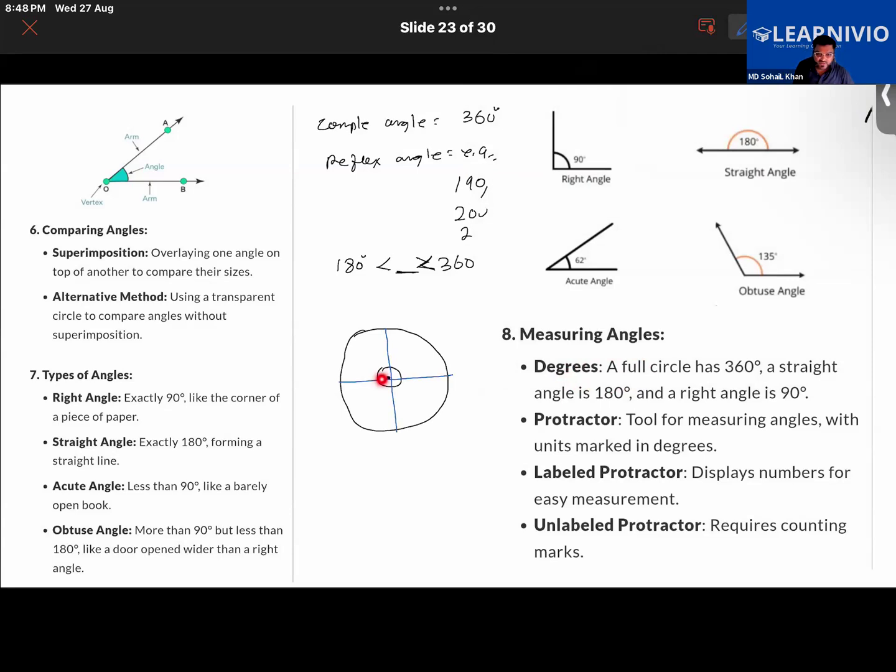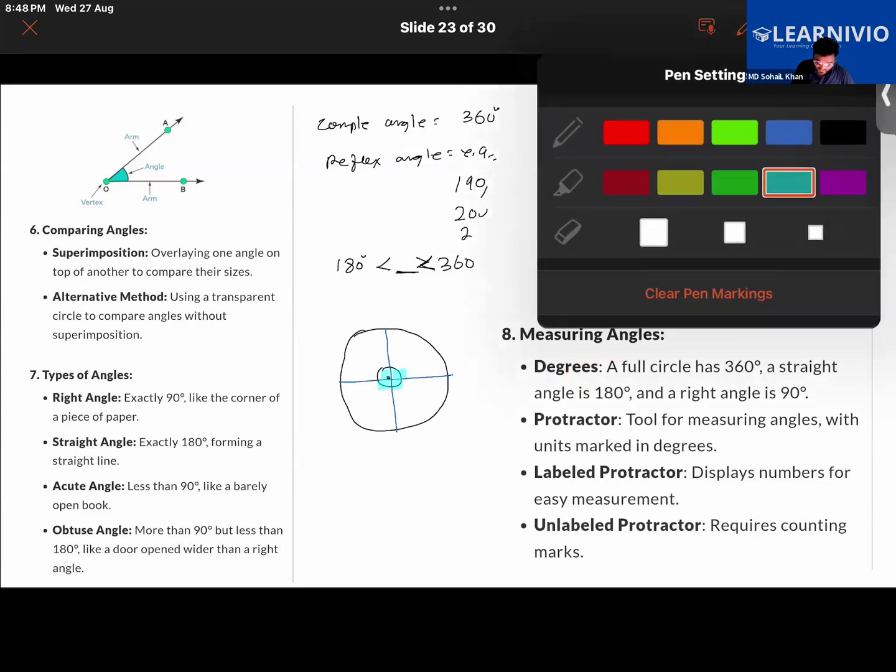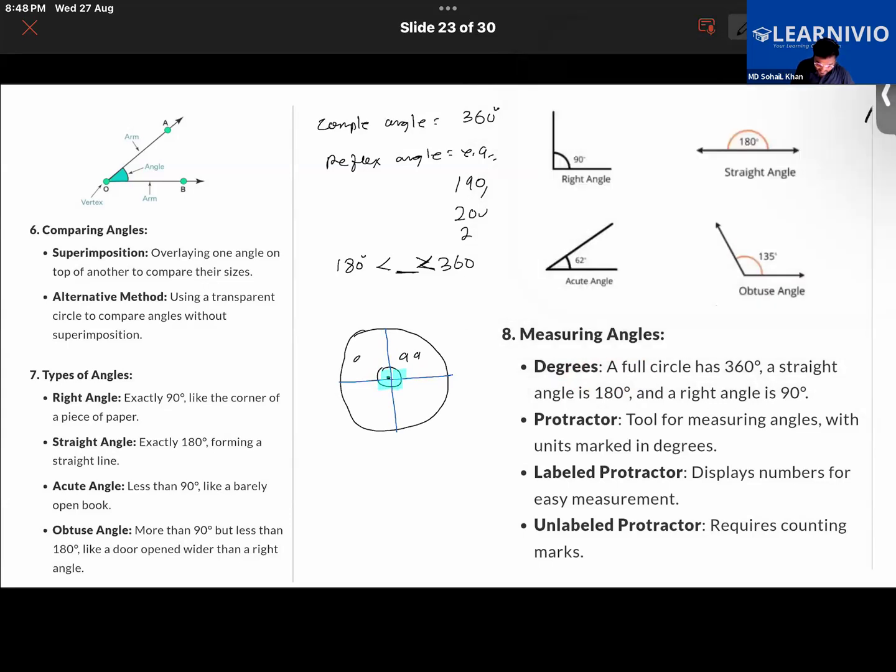So if this complete angle is being split into 4 equal parts, each of the angles will be measuring how much? 90 degrees. Each angle will measure 90. That is 90, 90, 90, 90. So 4 times 90 is back to 360 degrees.